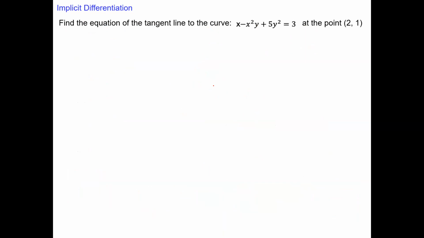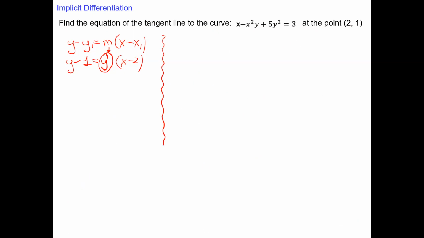It will also require implicit differentiation, but we have to find the equation of the tangent line. That means when we are asked to find the equation of the tangent line, we may use point slope form. We remember that the point is given, 2 and 1, and we need the slope, we need the derivative at that point. Slope is the derivative. Let's figure out the derivative and then we will come back to the equation of the tangent line.